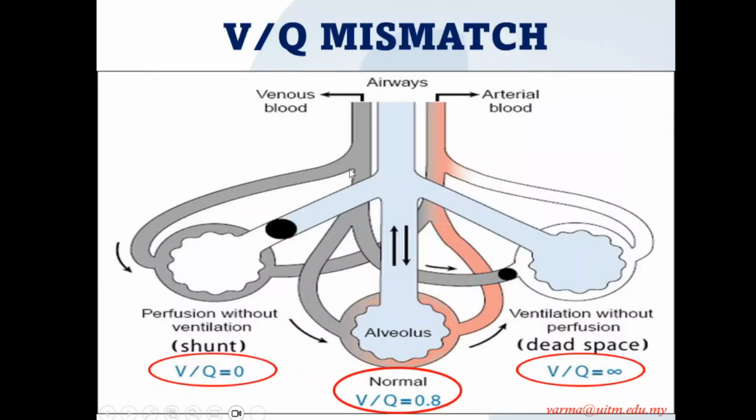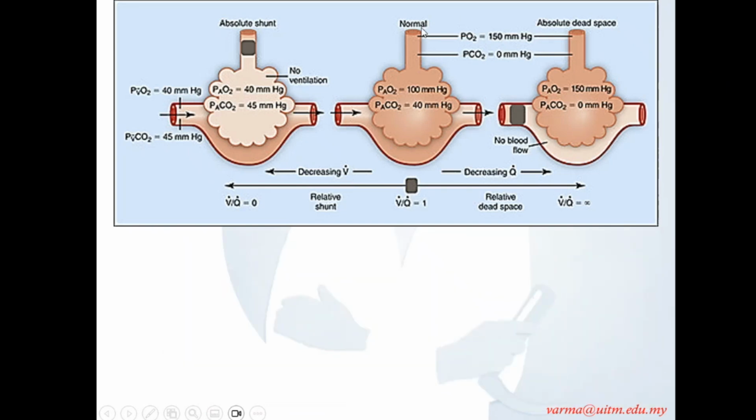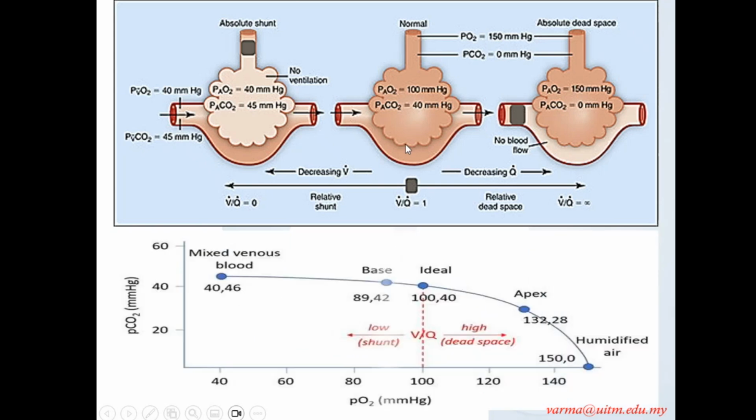First, look at the normal alveoli here. Normal alveoli will have a PaO2 of 100 millimeter mercury and PCO2 of 40 millimeter mercury after equilibration. So the blood leaving the pulmonary circulation via the pulmonary vein will have this, with a little bit of drop of PaO2 later on. We are only talking about alveoli and pulmonary capillary. So this is the ideal condition, where VQ is ideal.